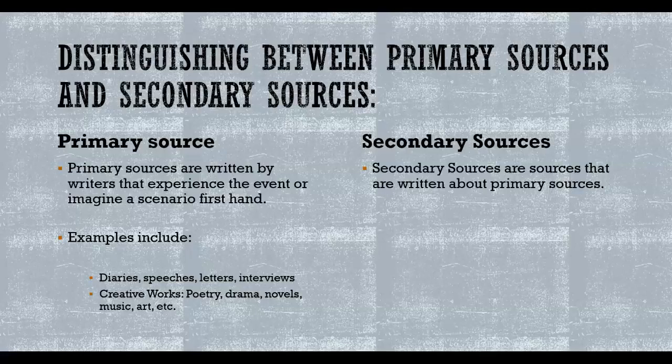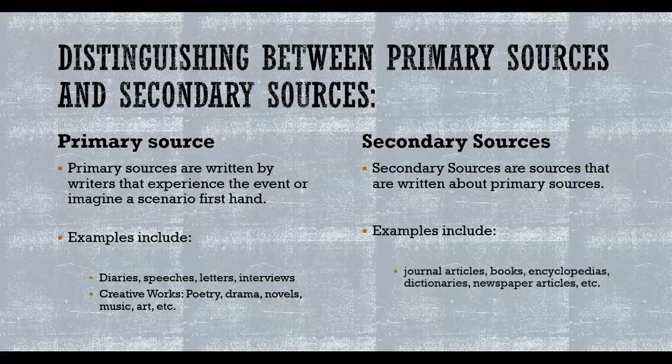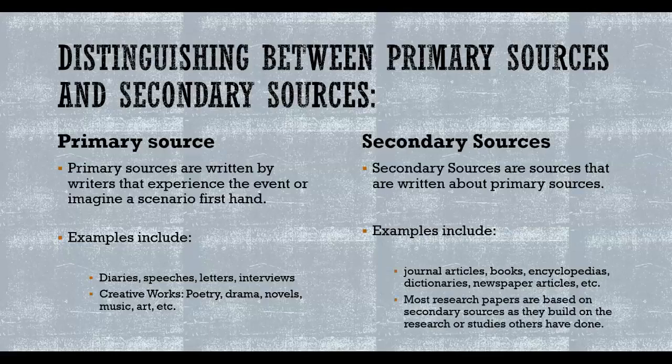In simple terms, a secondary source writes or talks about something created or written by the primary source. For instance, if a person were to write about a painting hanging in the art gallery, this would be a secondary source discussing the original art. Secondary sources include journals, articles, books, encyclopedias, diaries, newspaper articles, etc. Most research papers are based on secondary sources as they build on the research or studies others have done.